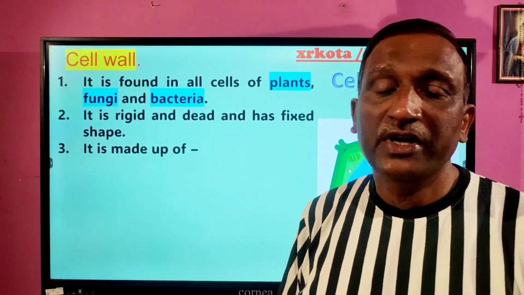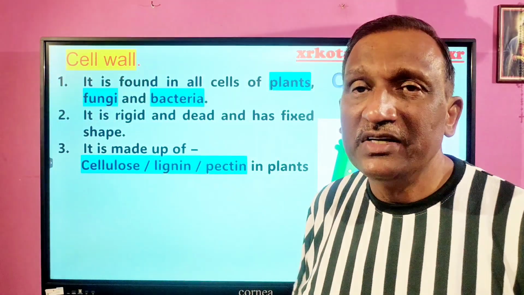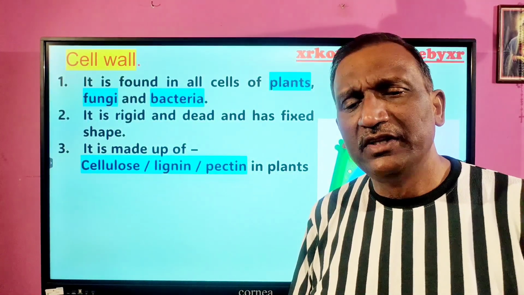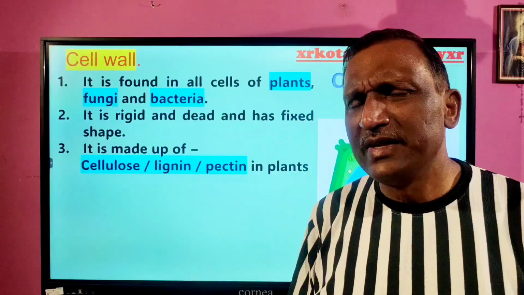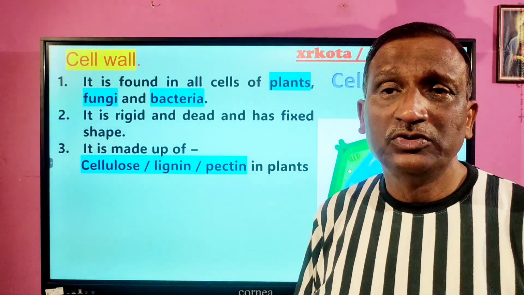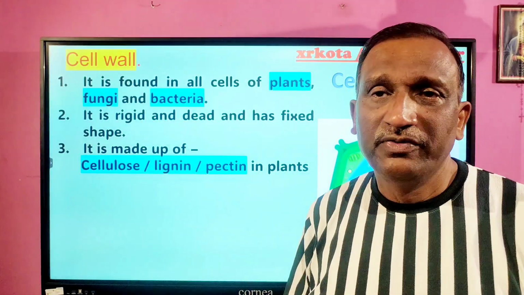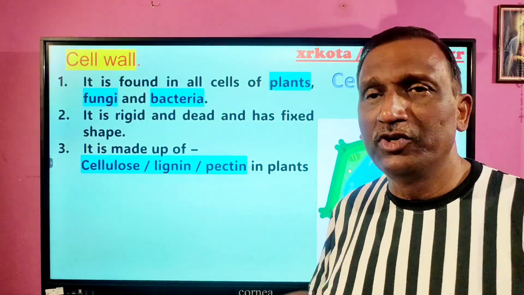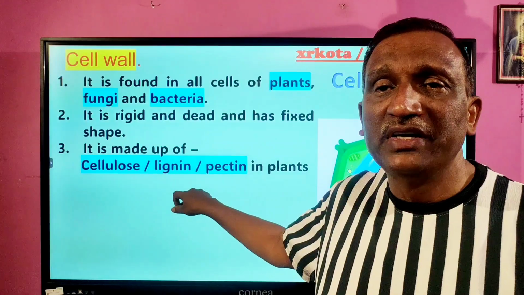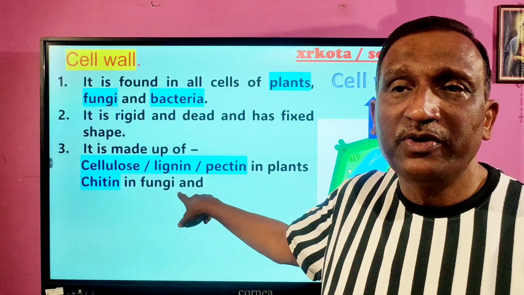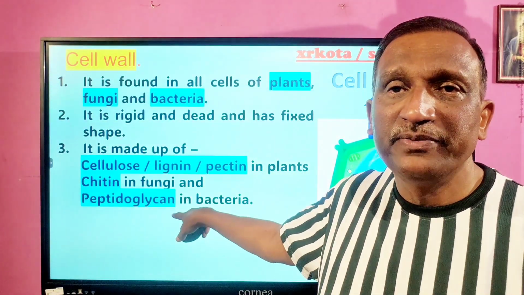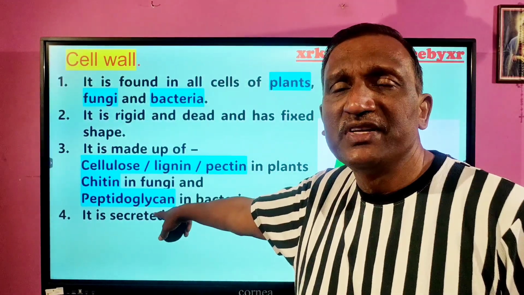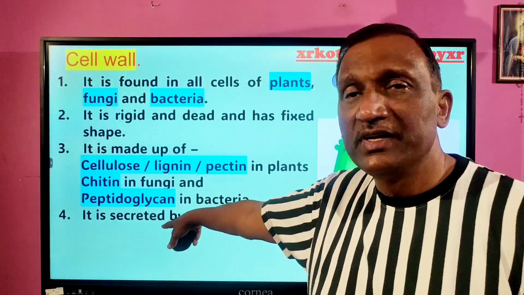So the third point, what is it made up of? In the plants, it is made up of cellulose, lignin, pectin, suberin, hemicellulose, etc. Three things are written here, more than enough for class 9. So cellulose, hemicellulose, lignin, pectin and suberin. Five different types of substances are there. But hemicellulose and suberin are not written here. These are the things found in plant cells. In the fungi it is made up of chitin, and in bacteria it is made up of peptidoglycan. Okay, peptidoglycan is a substance which consists of proteins and carbohydrates.